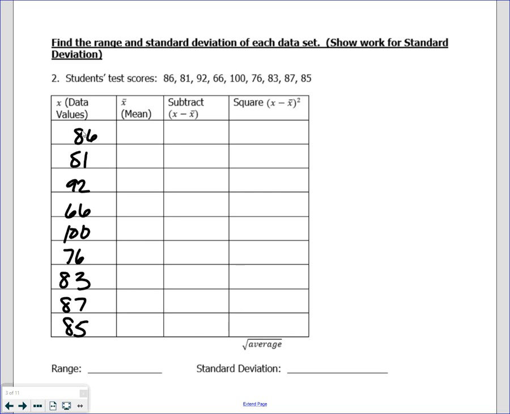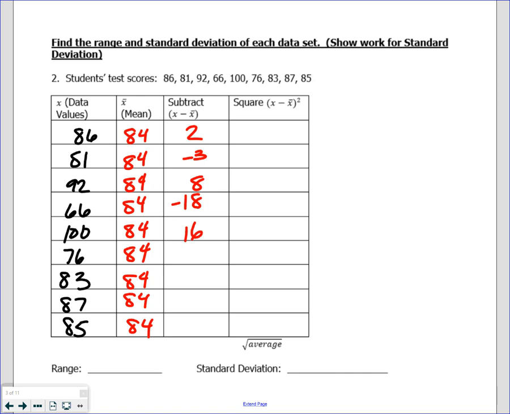And so when I added them all up and divided by the number of numbers that there are, I got a mean of 84. I go ahead and write it in every time. There are people that get lazy and just write 84 and then an arrow going down. So the next column, you're going to subtract column A minus column B. So again, going relatively quickly here, column A minus column B. And then you're going to square the third column. So now 4, 9, 64, 324, 256, 64, 1, 9, and 1.